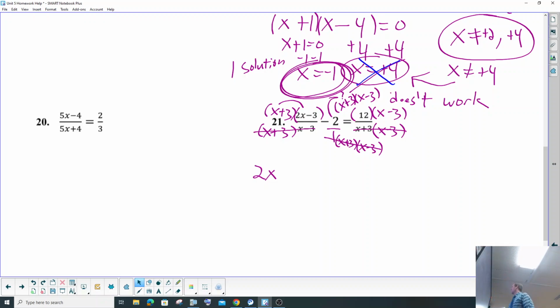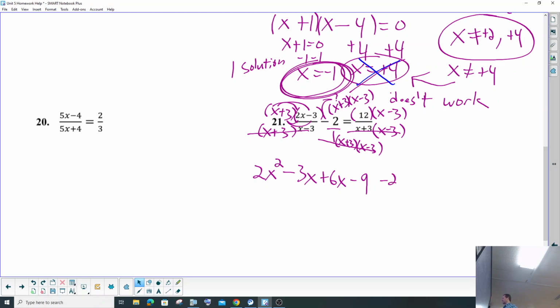So we have x times 2x is 2x squared. We have x times negative 3 is negative 3x. Then we have 3 times 2x is a positive 6x. And then we have 3 times negative 3 is a minus 9. And then you have a minus 2 times x plus 3 times x minus 3, equals 12. And 12 times x is 12x, and 12 times negative 3 is negative 36. So still a pretty tough problem.